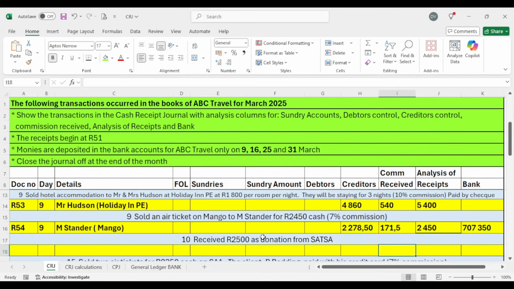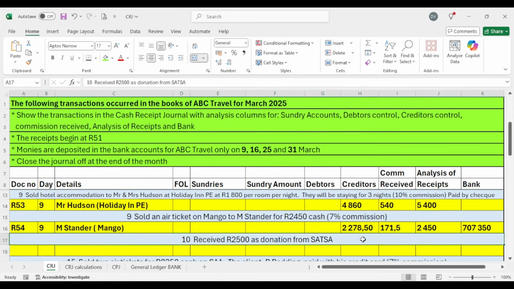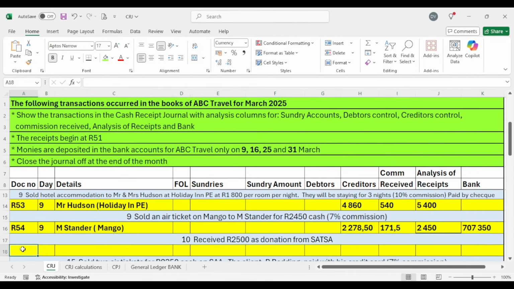Right. Next one. On the 10th, you received 2,500 Rand as a donation from SATSA. This is straightforward. We don't have calculations to do. We can fill in our receipt number R55. The day is the 10th. We put our full value under analysis of receipt.